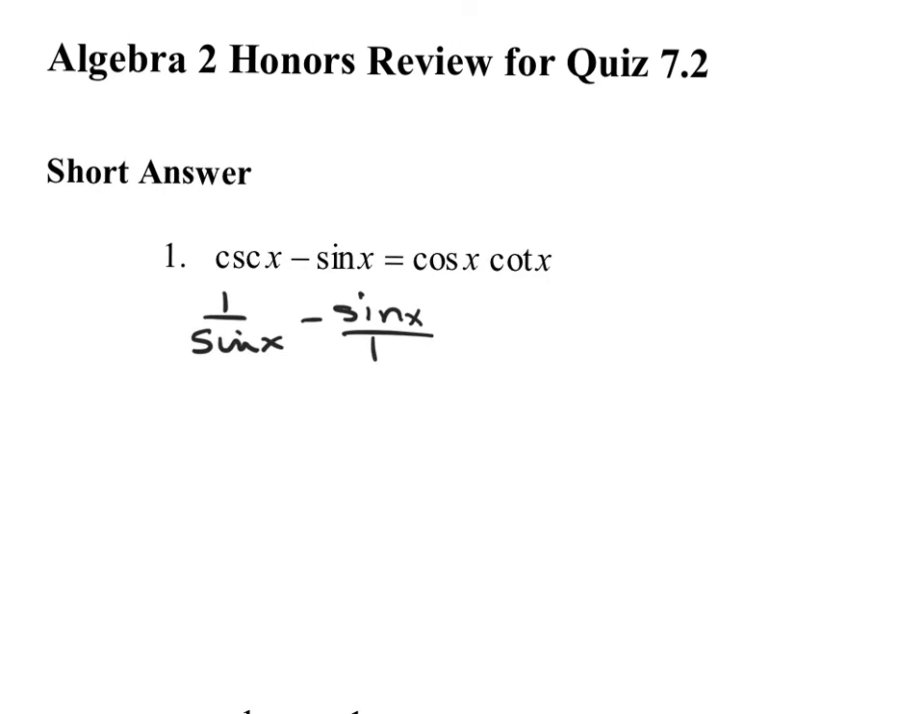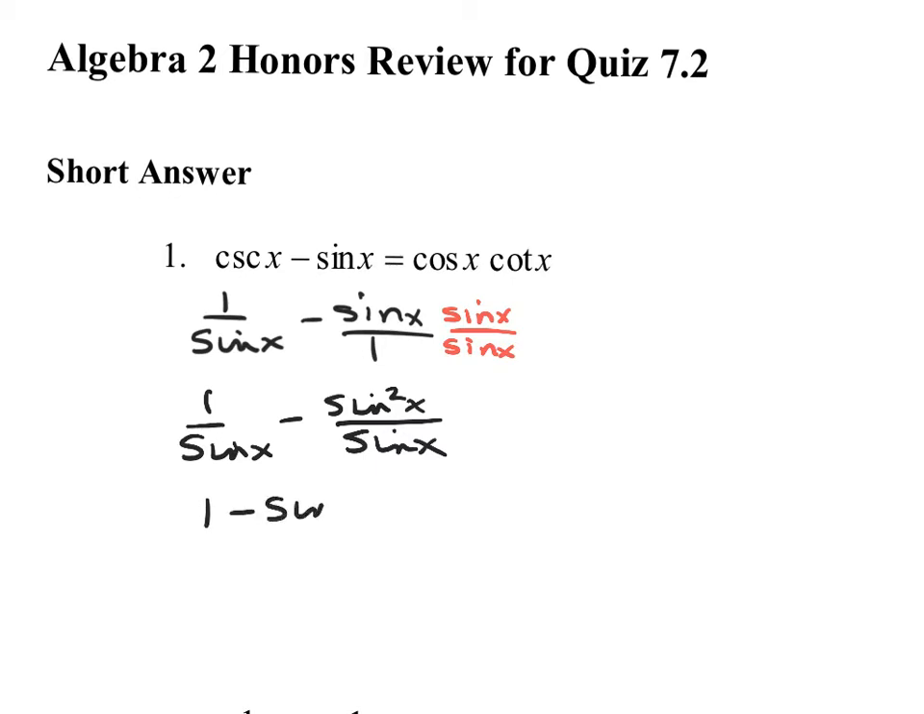So the only fraction I need to change is the second one. So I'm going to multiply the top and the bottom by sine x to turn it to have a common denominator. So this will become sine squared x over sine x. Next thing I'm going to do is add my numerators. So I'm going to get 1 minus sine squared x over sine x.